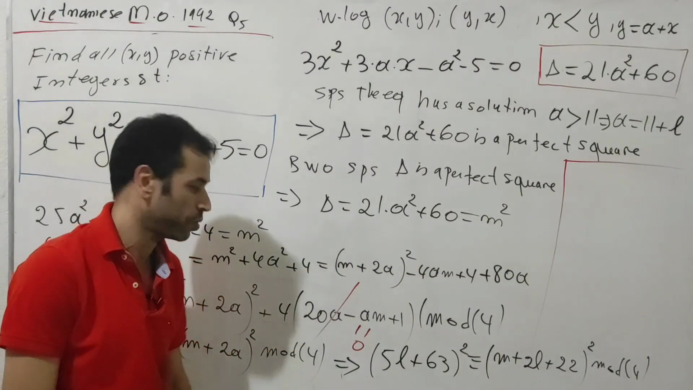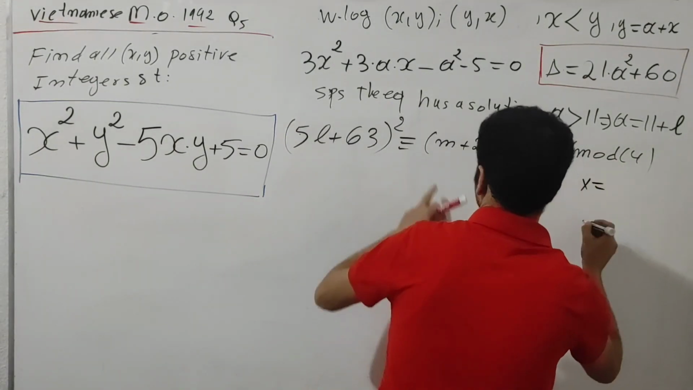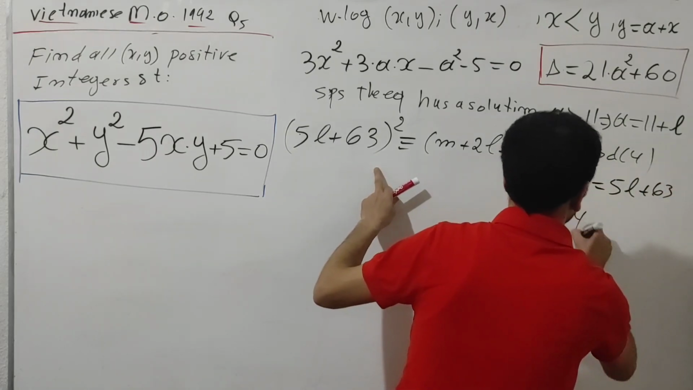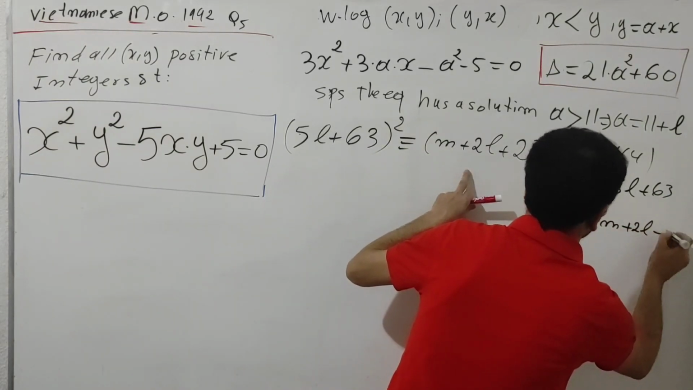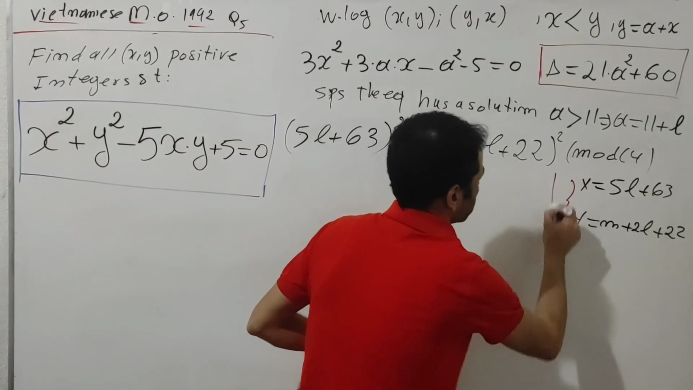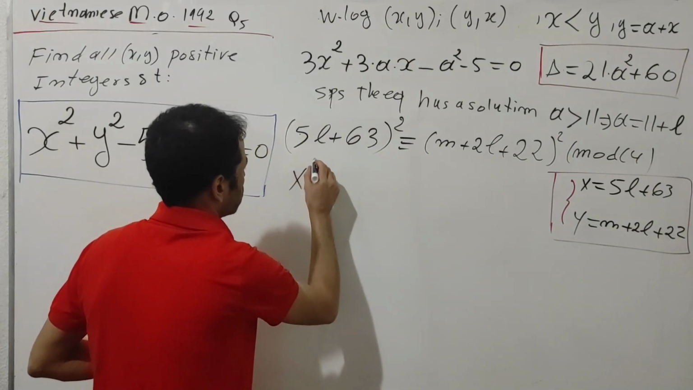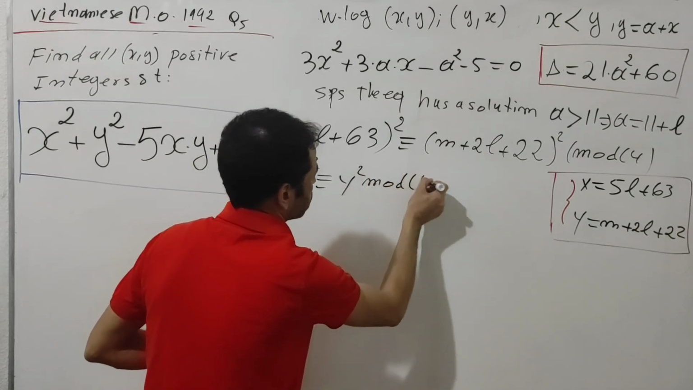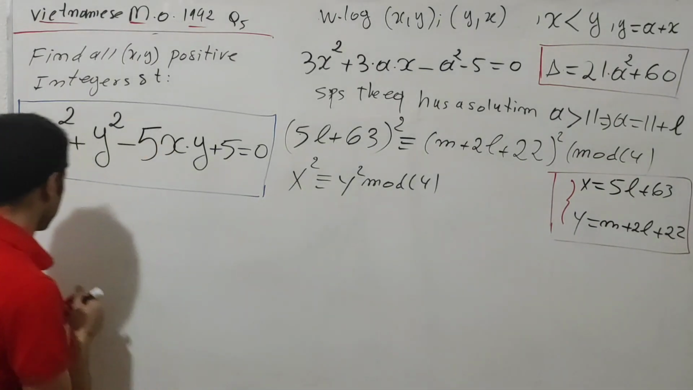Continue solving this problem. Now I'm going to do a change of variable by putting X equals 5L plus 63 and capital Y equals m plus 2L plus 22. So we will have the expression X squared is congruent to Y squared mod 4. I'm going to make a chart for the perfect squares, when we have X squared and Y squared.